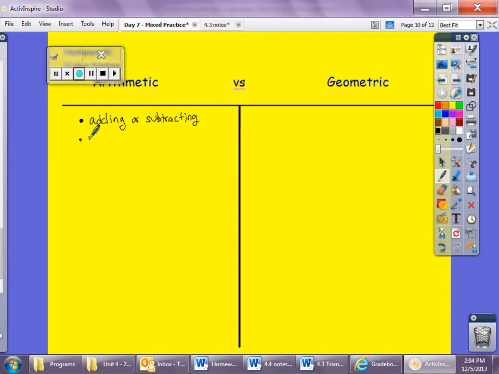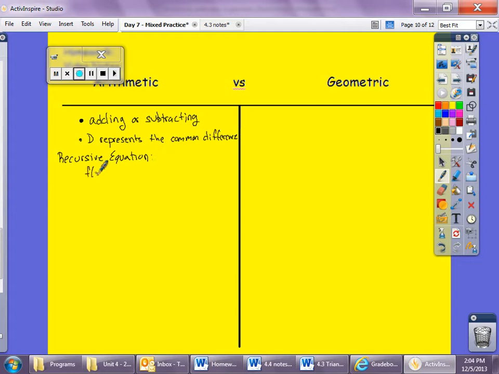We know that d represents the common difference. So we have arithmetic, it's our adding, subtracting, d is our common difference, and then we can get our recursive equation. So we just need to know the formula for the arithmetic recursive equation.